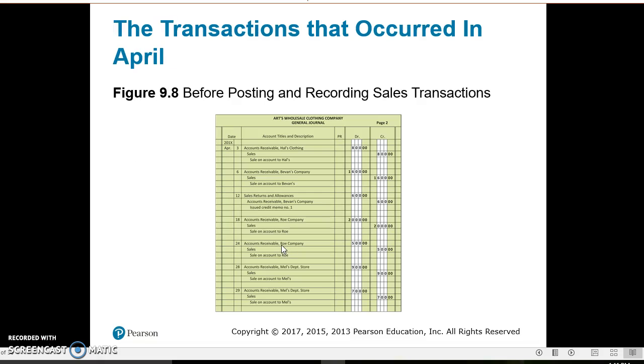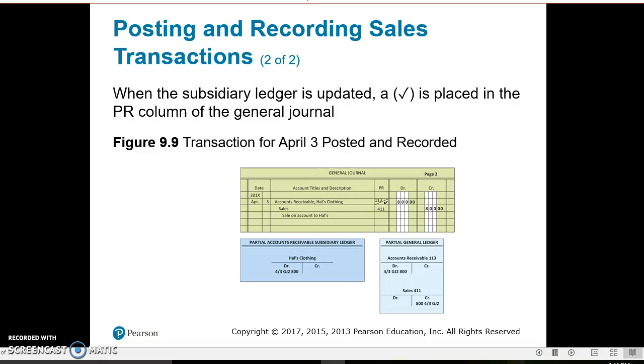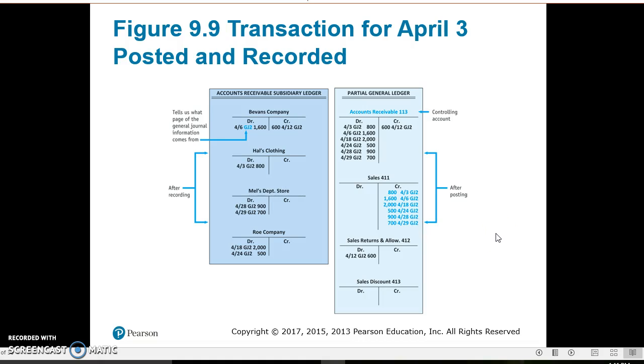Okay, we talked about that before. Posting, recording sales: make sure you track through all that and look at how they do it. You will notice that when it is accounts receivable House Clothing, they post to House Clothing plus accounts receivable, and then also to sales. So you'll notice that they put a line through there and show you're doing it in both places. Make sure you get them.